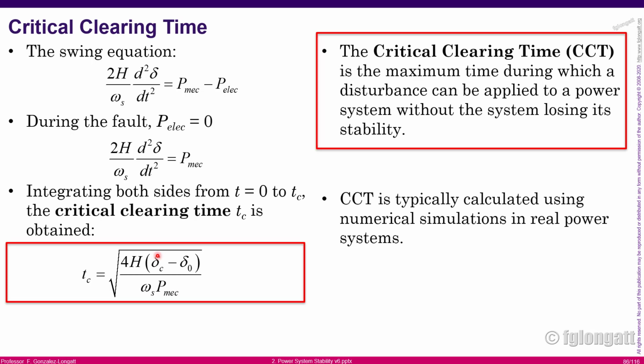Another thing that I need you to understand is that the critical clearing time is also a tool to define the stability of your system, okay? If a power system has a very short critical clearing time, your system is less stable than a system that has larger or bigger critical clearing times, okay? Critical clearing time is an indicator used for transient stability, okay?